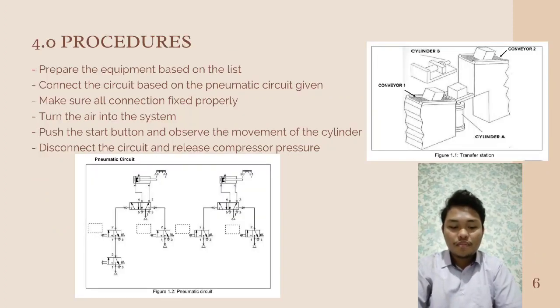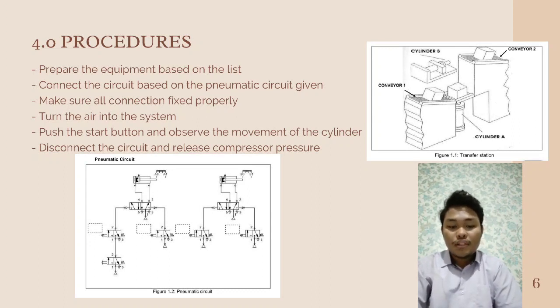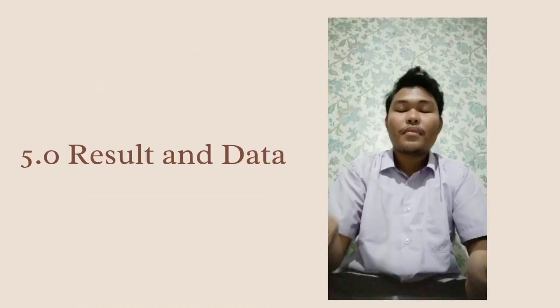4.0 is the procedure. The first step is we need to prepare the equipment based on the list. Second, connect the circuit based on the pneumatic circuit given. Third, make sure all connections fit properly. Fourth, turn the air into the system. Fifth, push the start button and observe the movement of the cylinders. And finally, disconnect the circuit and release the compressed pressure.